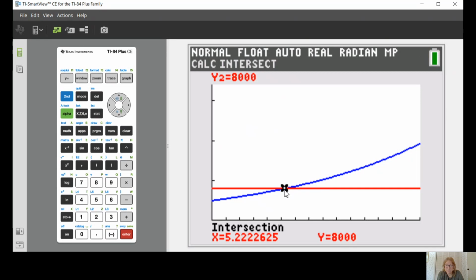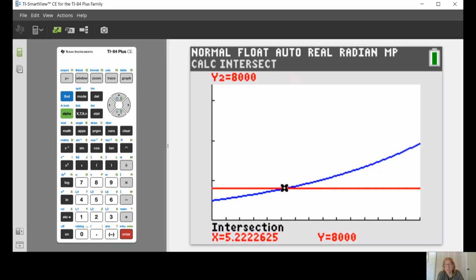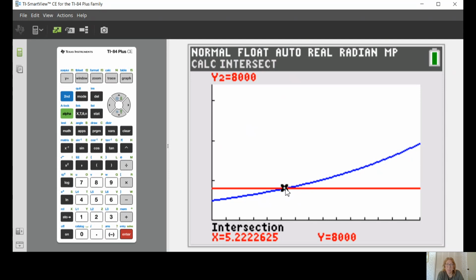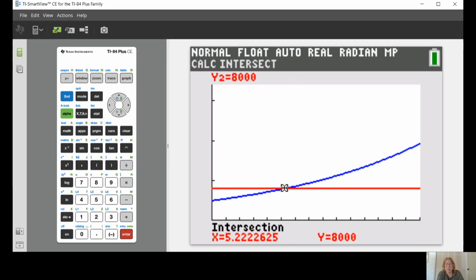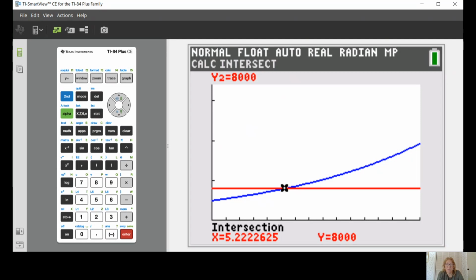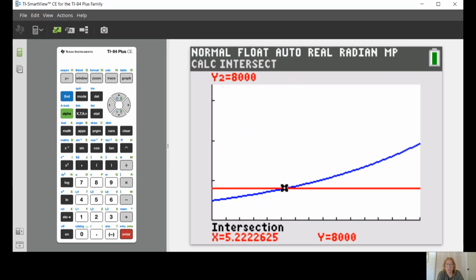But here's the answer. We have an intersection. We know that y is 8,000 because every point on that red line is 8,000. But where it intersects the blue function, which is what we're interested in, is at an x value of 5.2222625. So that is the answer that they're looking for. This is after how many years is it going to hit 8,000? Well, about 5.2 years after the start of the investment, that $5,000 will have grown to $8,000.